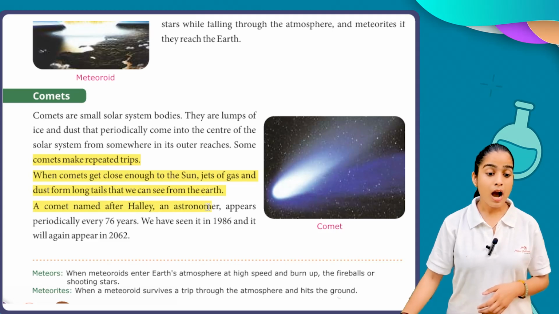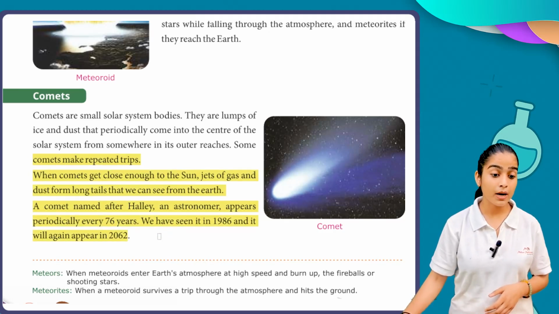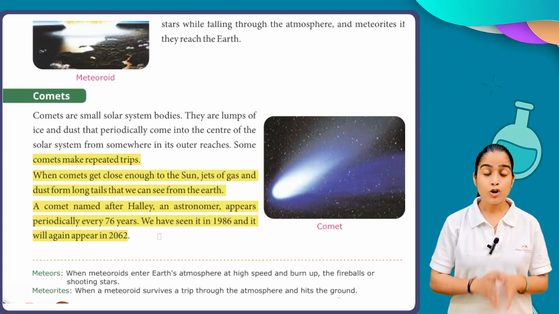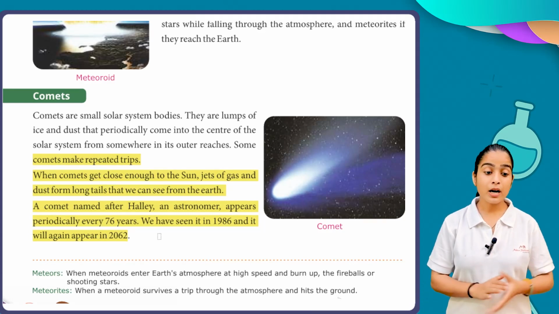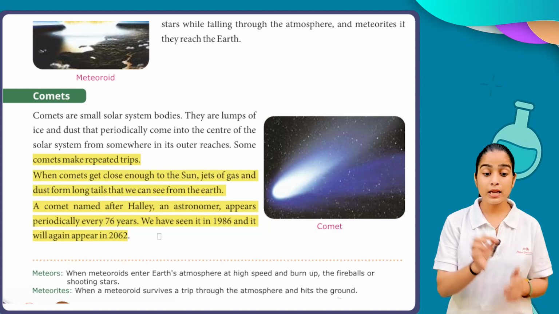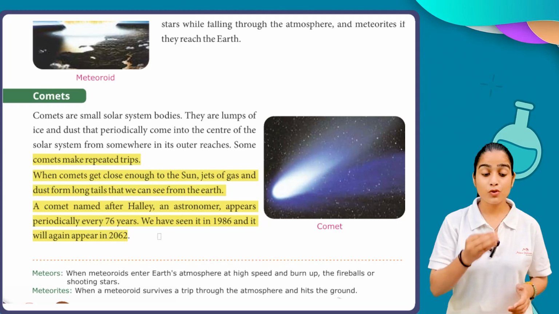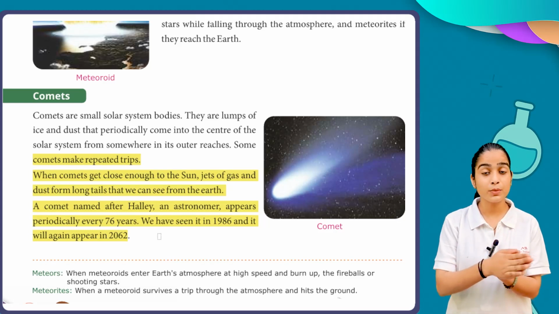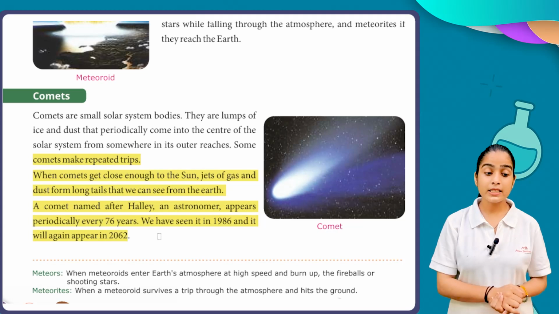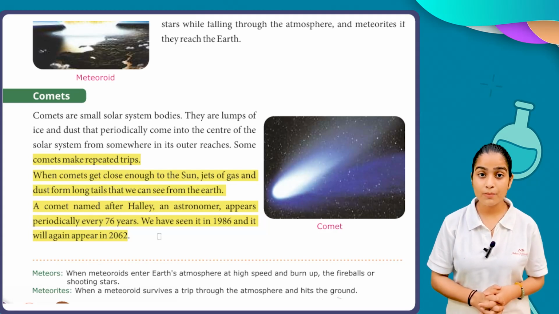A comet named after the astronomer Halley appears periodically every 76 years. We saw it in 1986 and it will appear again in 2062. So this is a very interesting thing that a person, Halley, introduced about the comet, that it was seen in 1986 and it will be seen after every 76 years. So we saw it in 1986, and we will see it again in 2062.